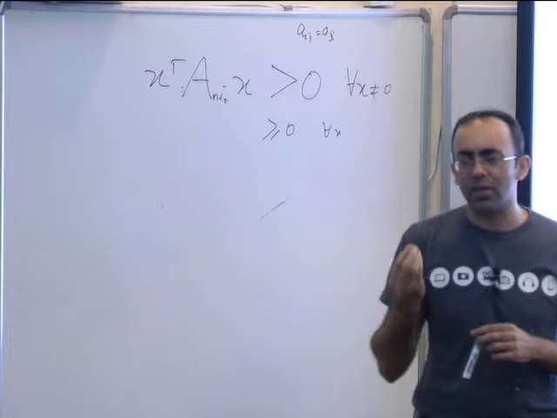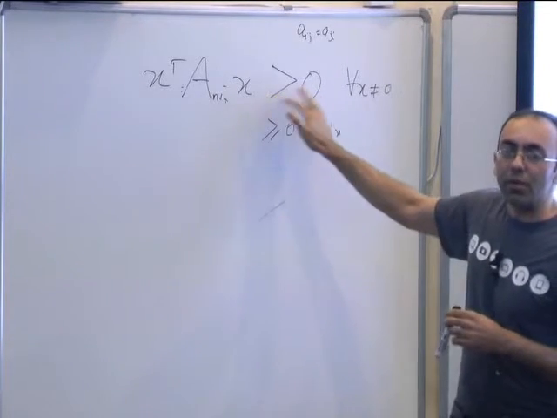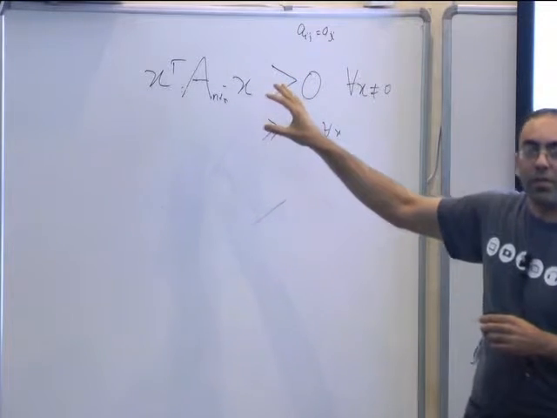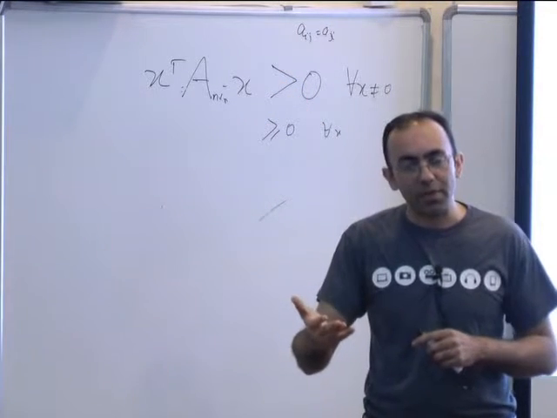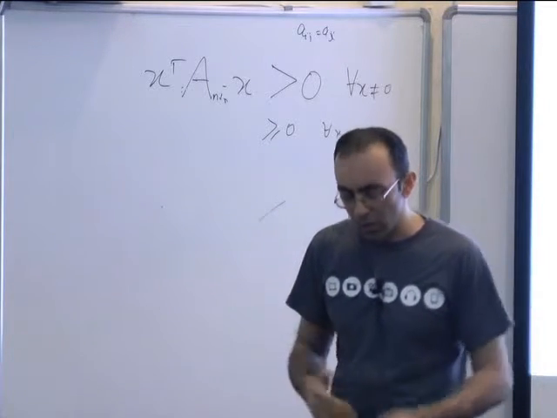So I'd like to reserve the word definite for things that are 0 if and only if the argument is 0. Because like I said, norms are positive definite. Several other functions are positive definite. So yeah.